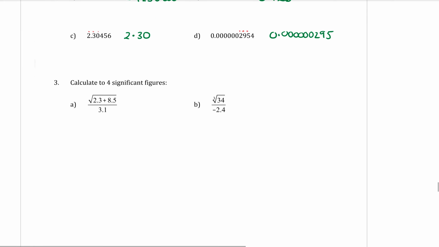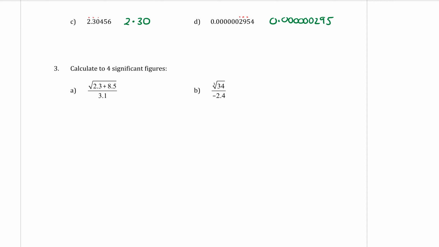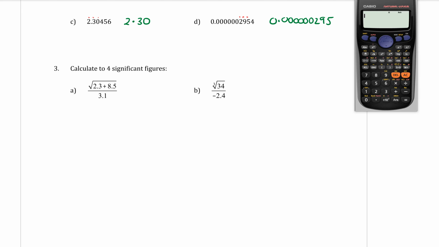Wonderful. Question 3. Calculate these to 4 significant figures. It just means that when you're rounding to significant figures, you're going to be doing an area question or a volume question, and you just have to remember to round it at the end. So you're going to be doing the calculation on your calculator, so get your calculator out, and just type these ones in. So 2.3 plus 8.5, exactly as it is, 3.1 equals.